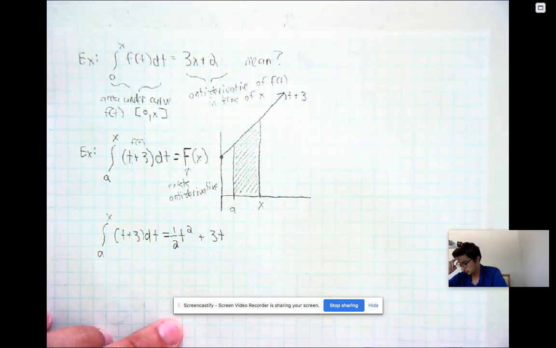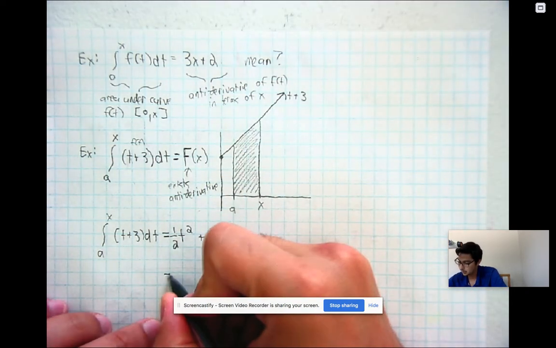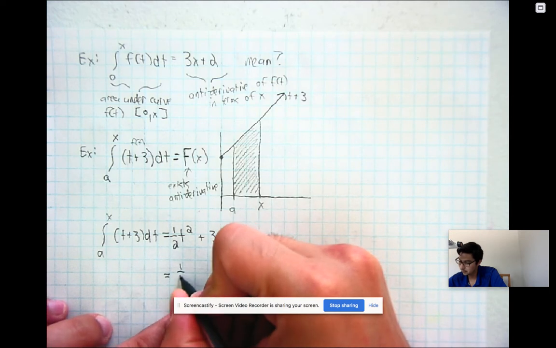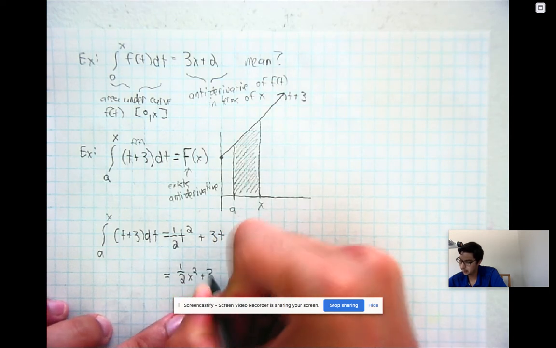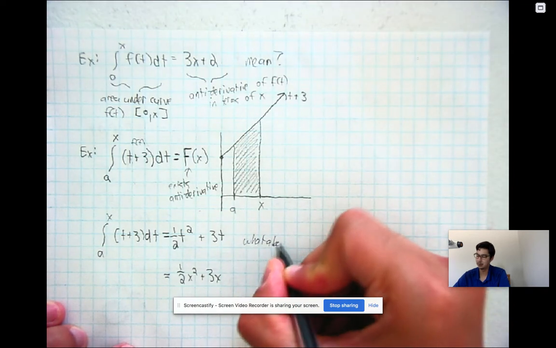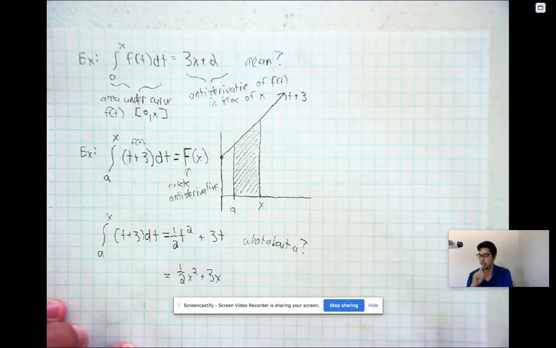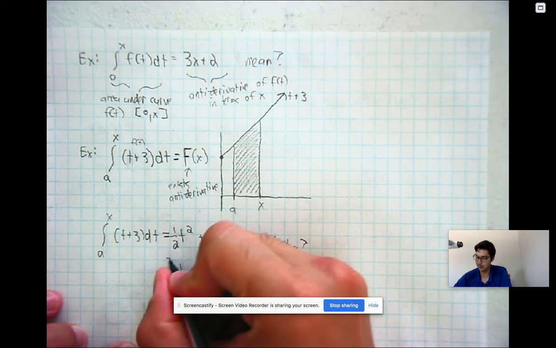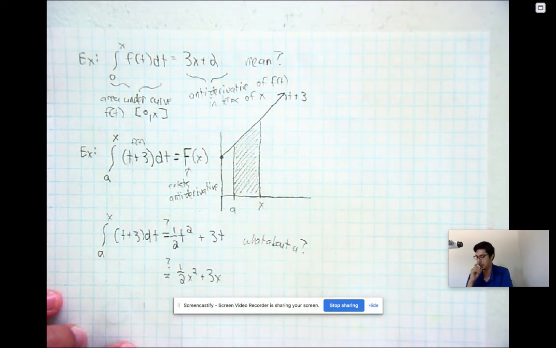So that's going to give us 1/2 x squared plus 3x. But then the question is, what about the a? And let's explore that right now, and then we'll talk about it. Okay, so we don't even know if this is right, but we know that there's an antiderivative function.